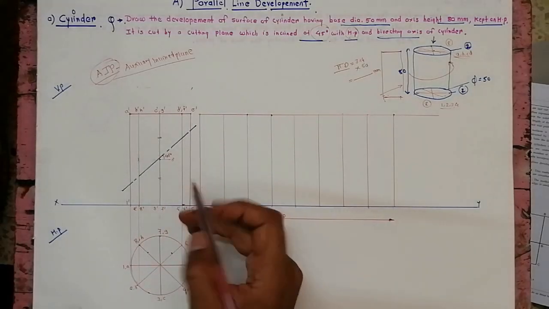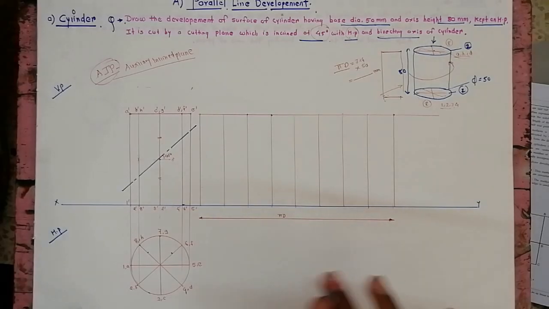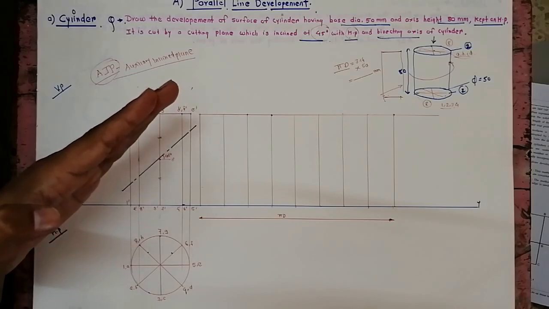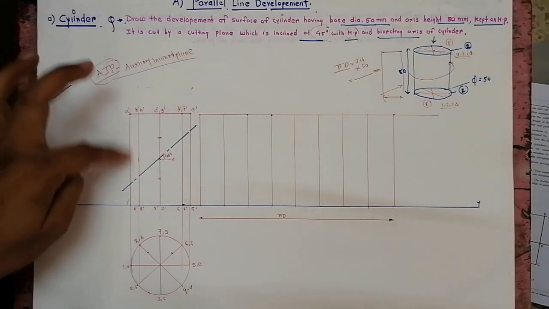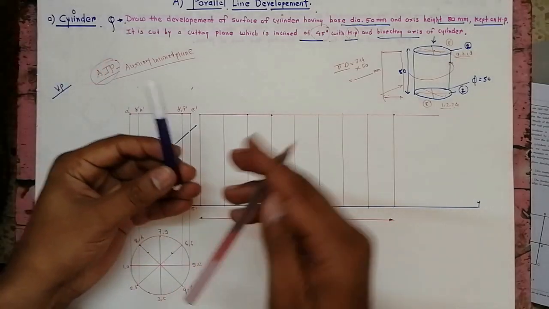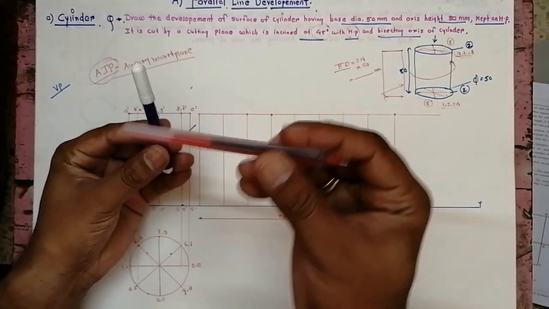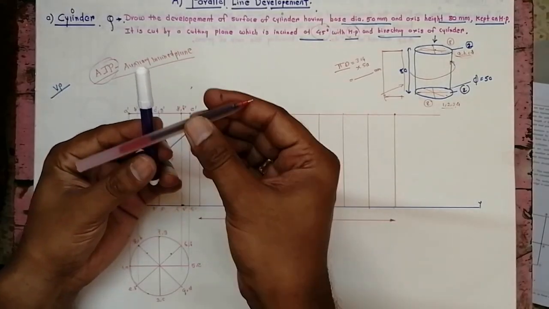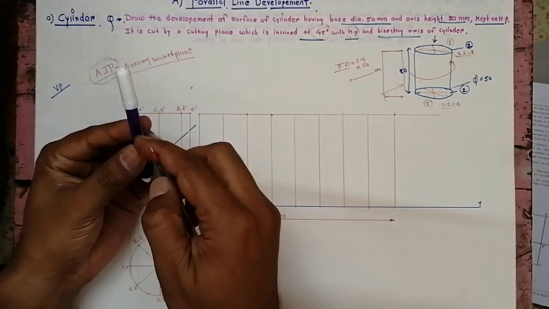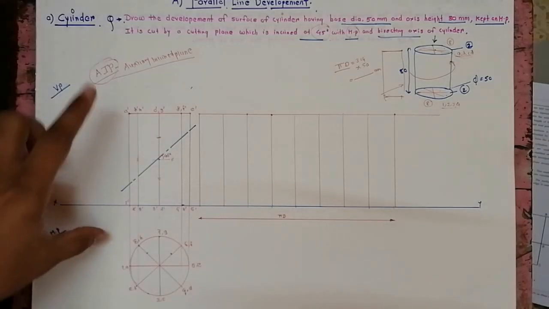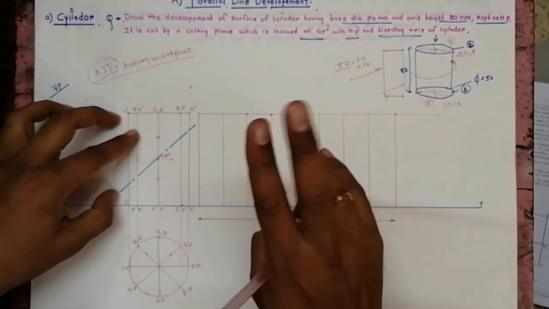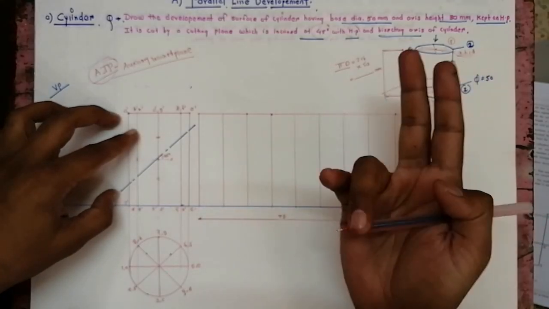Now the method is very simple. Just see how to mark. First of all, we will mark the intersecting points. When our cutting plane intersects our cylinder, we get these intersecting points. Suppose this red plane is our cutting plane, and suppose this is our edge. When it intersects our edge, we get an intersecting point here. So if one edge is there, one intersecting point. If there are two edges, we will mark two intersecting points.